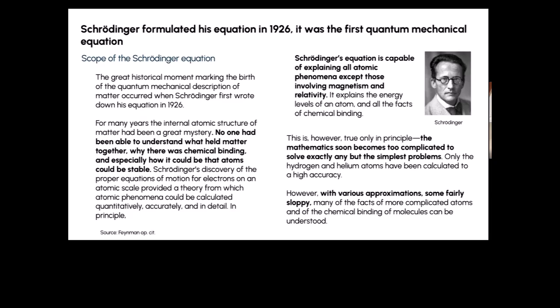Schrödinger's discovery of the proper equations of motion of electrons on an atomic scale provided a theory from which atomic phenomena could be calculated quantitatively, accurately, and in detail in principle. So that was why it was such a big revolution, because suddenly you could calculate exactly why a hydrogen atom is stable and which different variants of the hydrogen atom exist. So deuterium and tritium could also be calculated, and also the helium atom. And so the equation is capable of explaining all atomic phenomena except those involving magnetism and relativity.